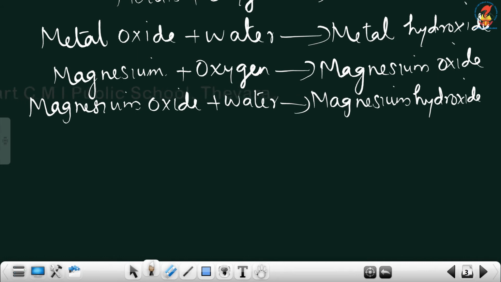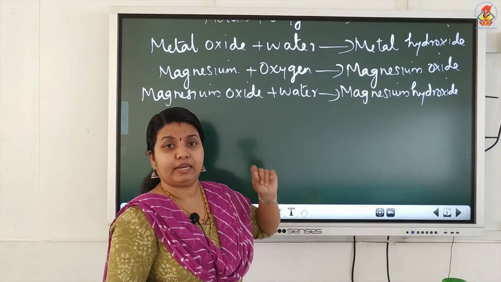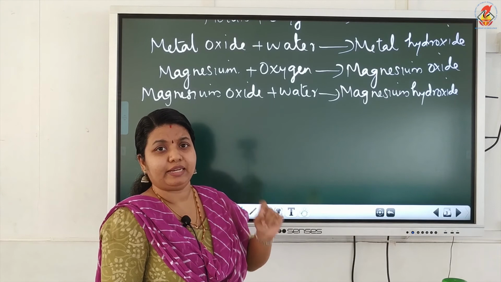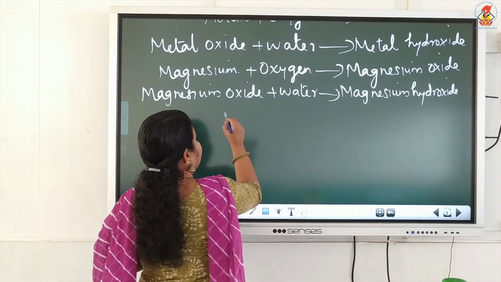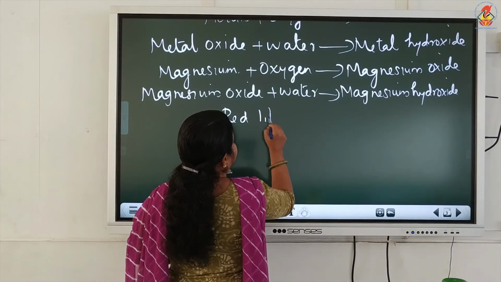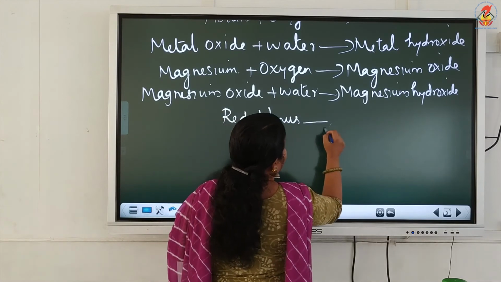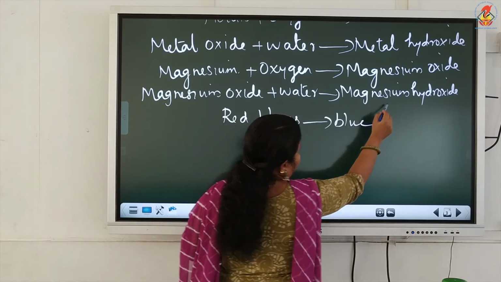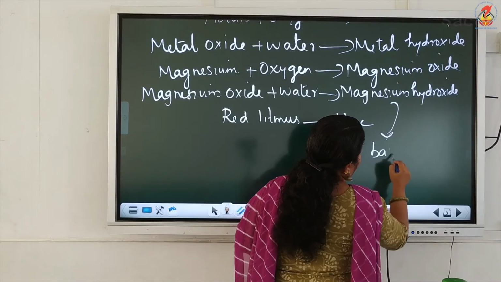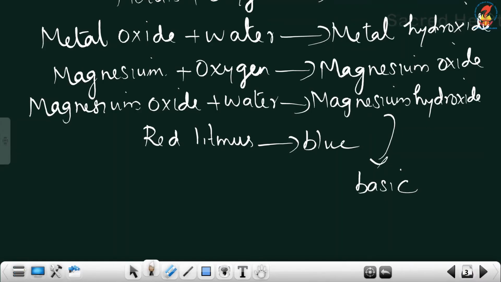You can test its basic nature by dipping a red litmus paper in it. What happens? Red litmus changes to blue, showing that this is basic in nature. So metal oxides are generally basic in nature. They dissolve in water to form metal hydroxide, which changes the color of red litmus to blue.